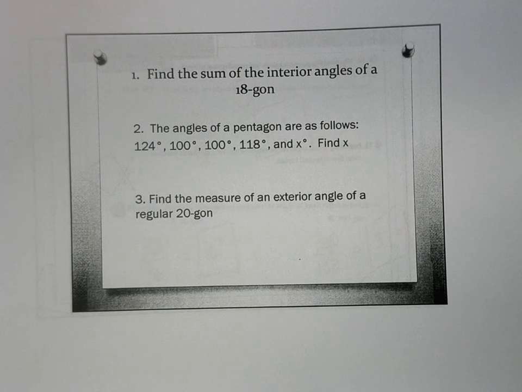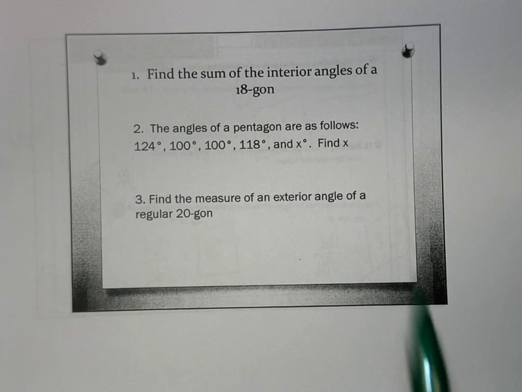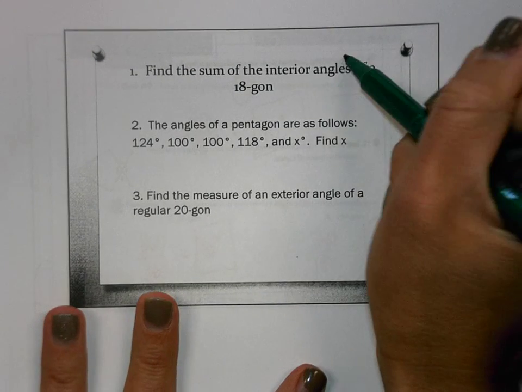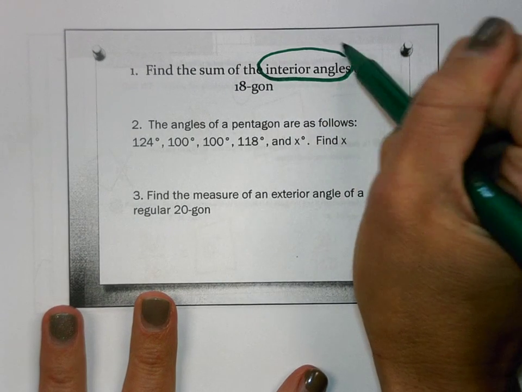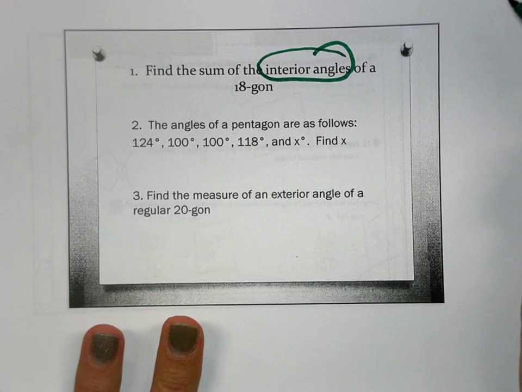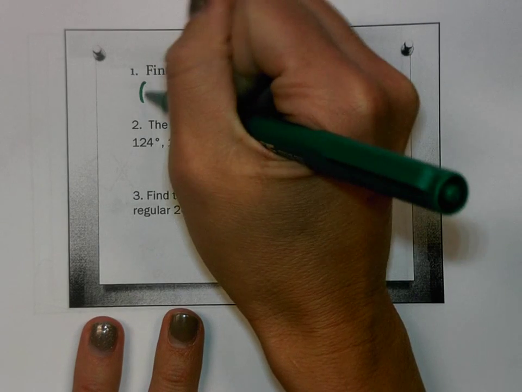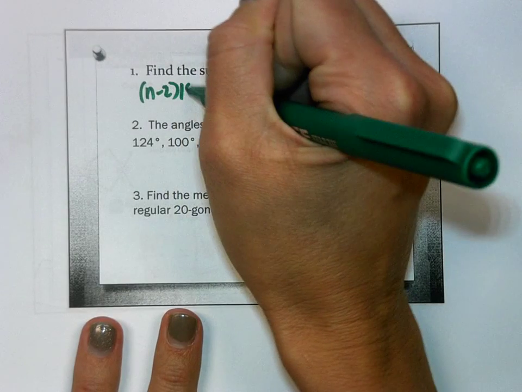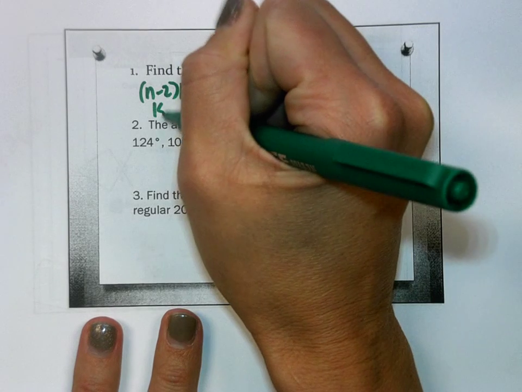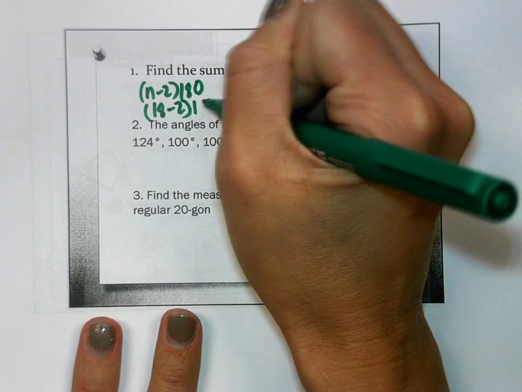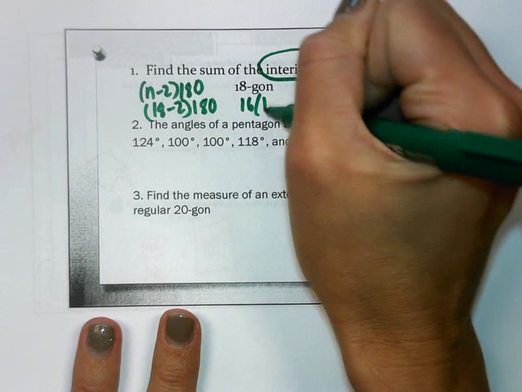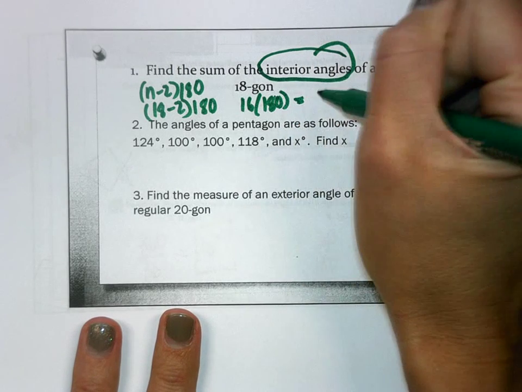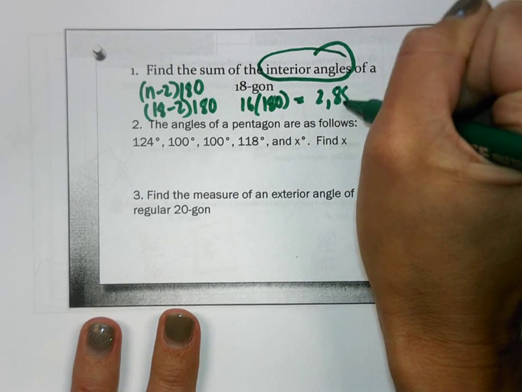All right. A lot of you are struggling with some of these, so let's check it out. I'm talking, you're not. Now it's your turn to be quiet. Interior angles. That is when we go n minus 2 times 180. 18 minus 2 times 180. 16 times 180 equals 2,880.